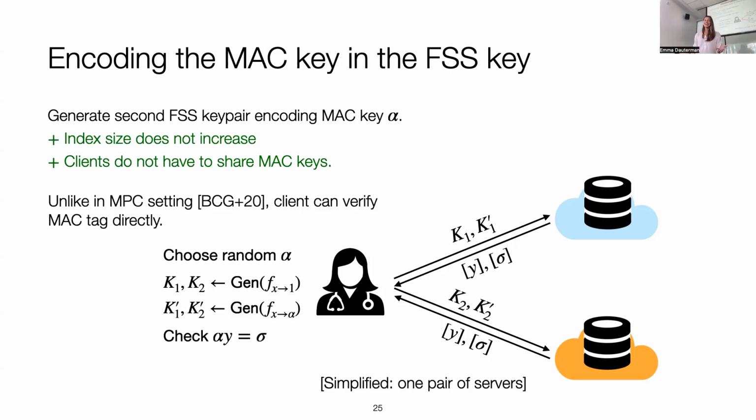So Boyle et al. proposed something similar for the MPC setting, where you have a bunch of different parties and then you do some joint verification. The setting is a little bit different because the client can verify the MAC tag directly, since we're in this client server setting, but similar techniques apply here as well.